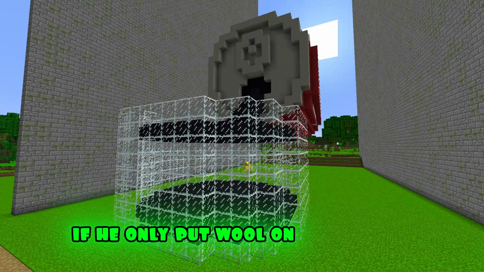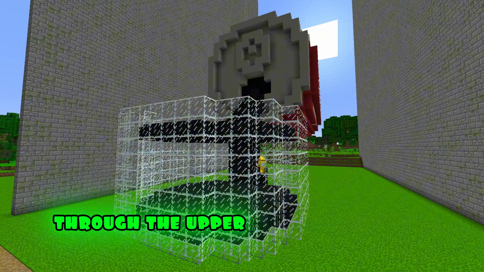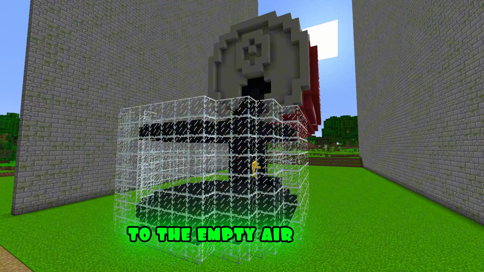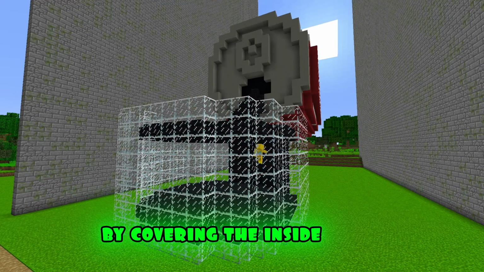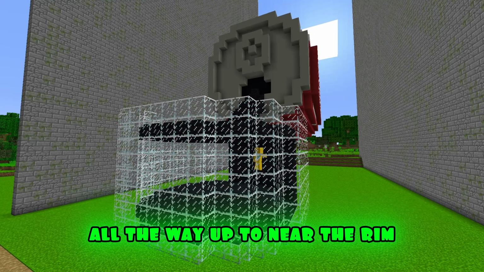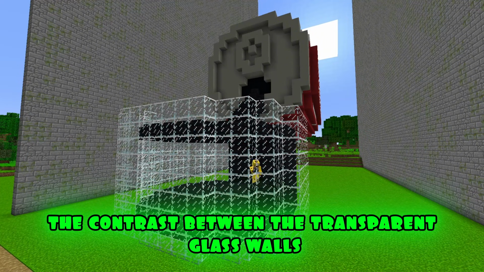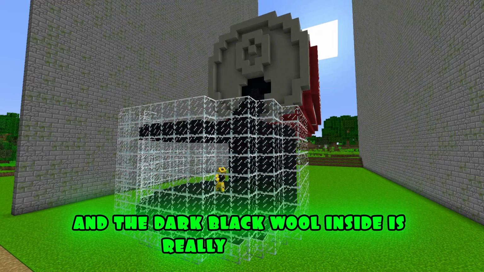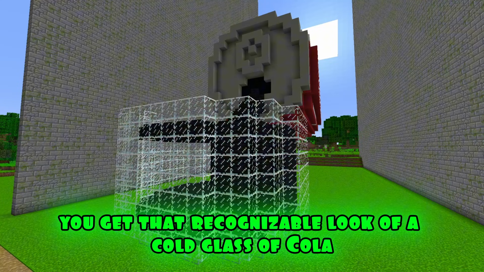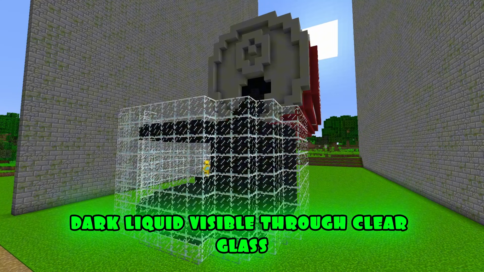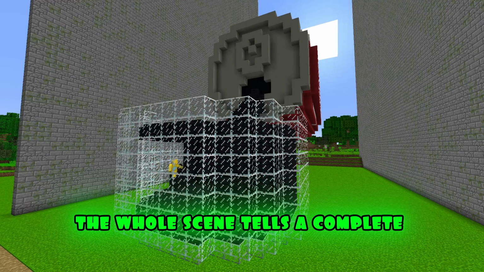If he only put wool on the bottom and left the upper interior empty, you would be able to see through the upper part of the glass walls to the empty air inside, and it would look like the glass was only half full. By covering the inside walls all the way up to near the rim, it looks brimming with cola. The contrast between the transparent glass walls and the dark black wool inside is really effective. You get that recognizable look of a cold glass of cola, dark liquid visible through clear glass. Combined with the pouring stream from the can above, the whole scene tells a complete story.